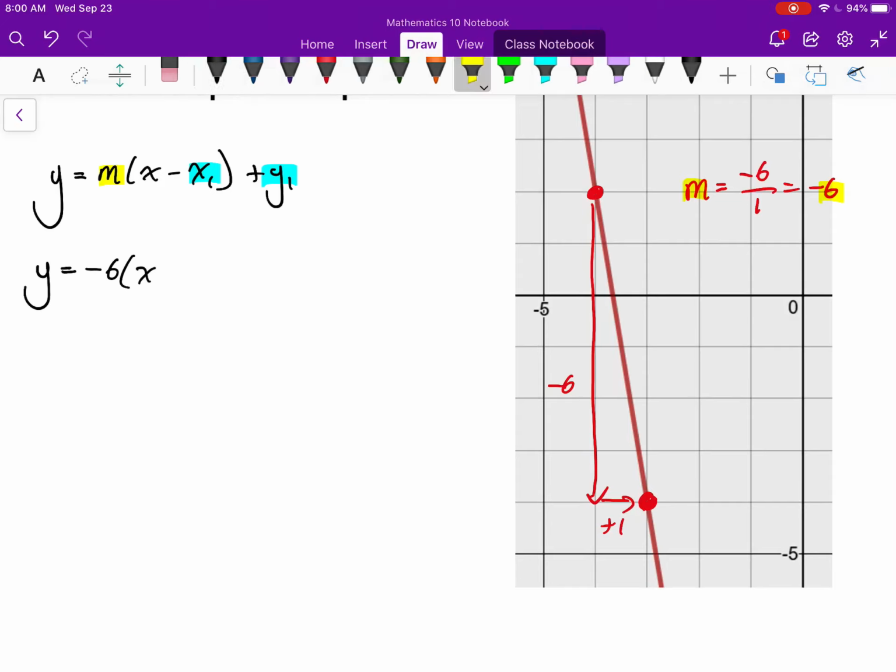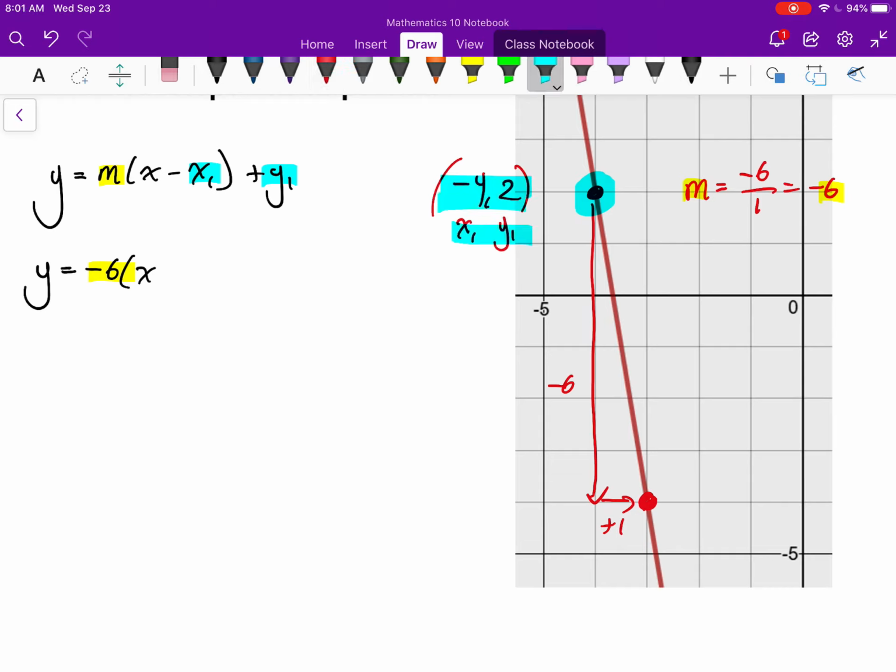Now I'm going to pause again. I need to pick a point. I just need to pick some point on this line. It doesn't really matter as long as I feel confident with the coordinates. I'm going to pick this point right here. And the point I just chose, looking at the coordinates carefully, is negative 4, comma 2. So negative 4 is going to be my x1, 2 is going to be my y1.